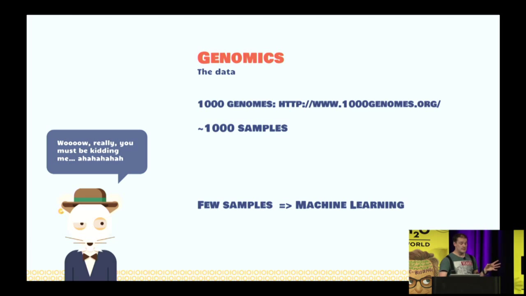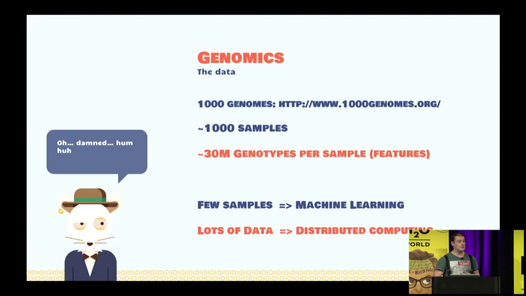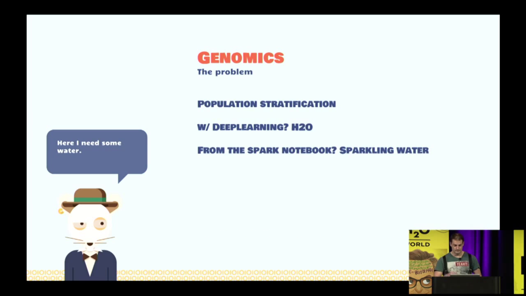The amount of data, as I said, is about 1,000 samples. It's very few, but it's quite a large number of features, because in such a population you have on the order of 30 to 100 million variations. So that's the number of features. So we can foresee that we'll hit some problems here.